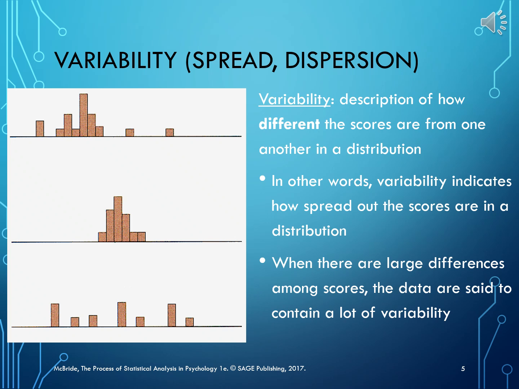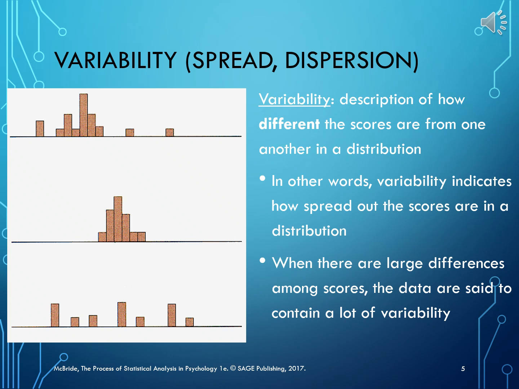Well, of course, we need to start with what we mean when we say variability. So variability, also known as spread or dispersion, is a description of how different the scores are from one another in a distribution. In other words, variability indicates how spread out the scores are from each other, as well as from measures of central tendency. So we'll talk about that on the next slide. But basically, when there are a lot of differences between the different scores in a distribution, then there's going to be a lot of variability.